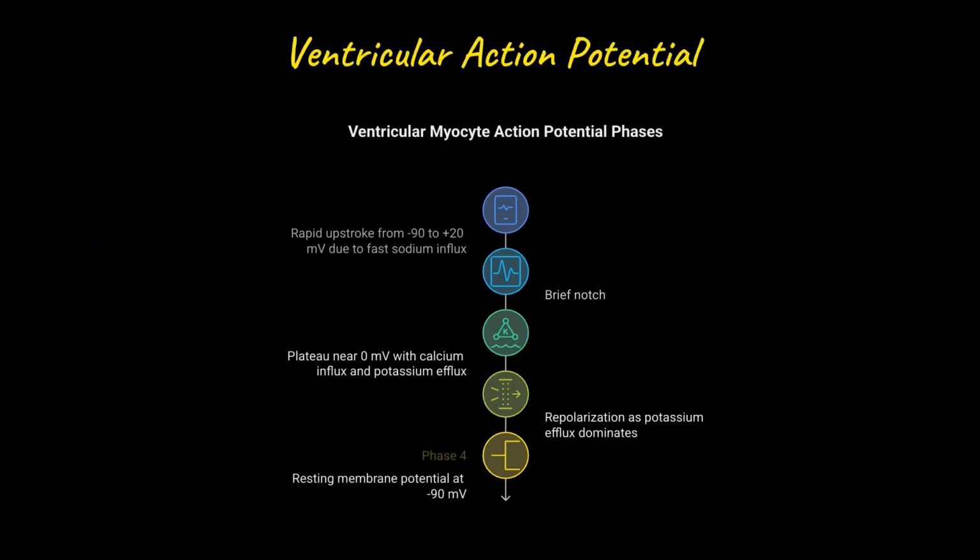During phase 2, 2 ion currents balance each other. Calcium flows in through slow L-type calcium channels, while potassium flows out through delayed rectifier potassium channels. Because these inward and outward currents are roughly equal, the net current is near 0 and the membrane voltage holds steady near 0 millivolts.